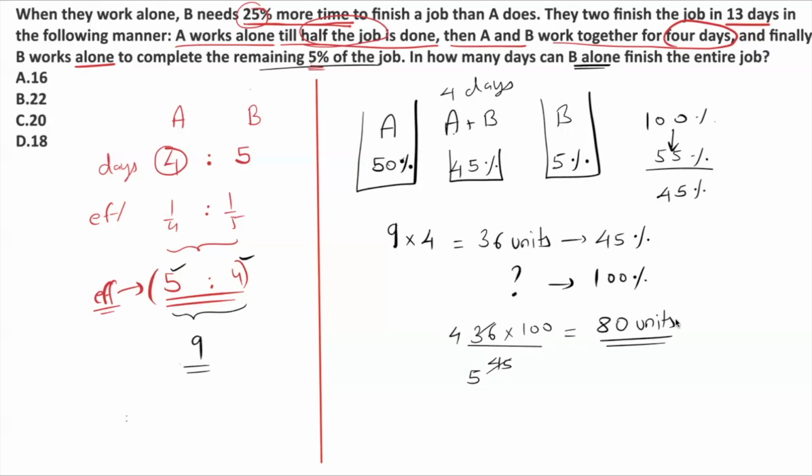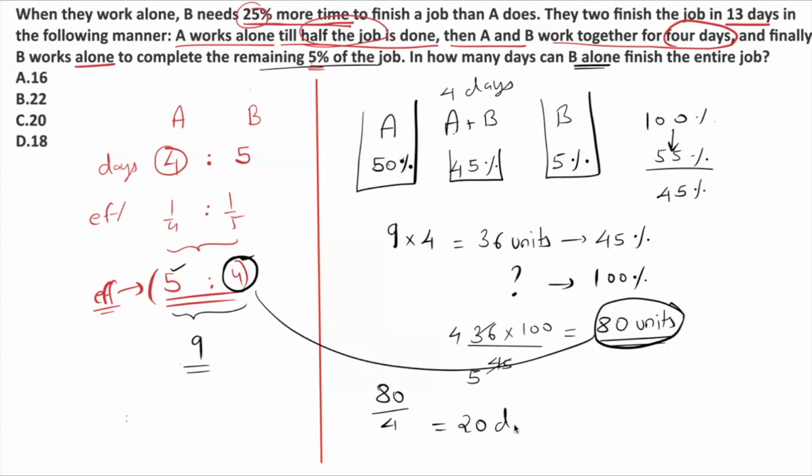B alone will be required to complete 80 units of work, and the efficiency of B is 4 units per day. So time taken will be the work done, 80, upon the efficiency, 4. 80 upon 4, the time that B will take is 20 days. Very clearly it is our C option. Okay, so pretty straightforward question. That's how we solve this. The answer is option C, 20 days.